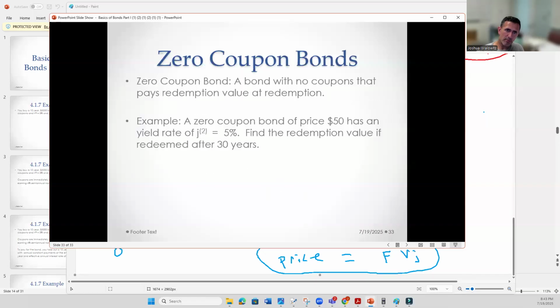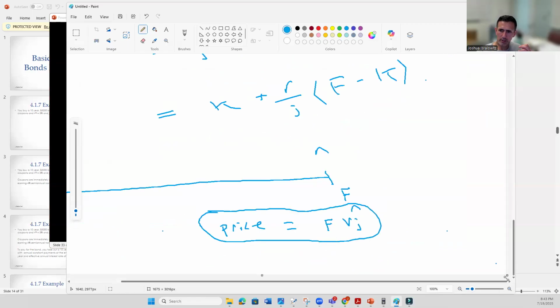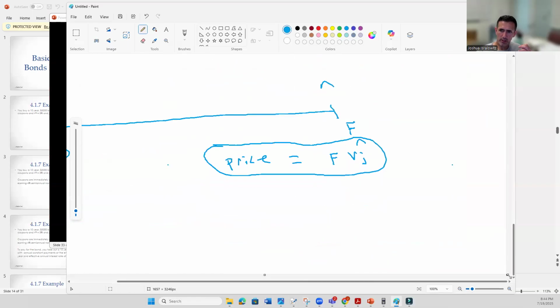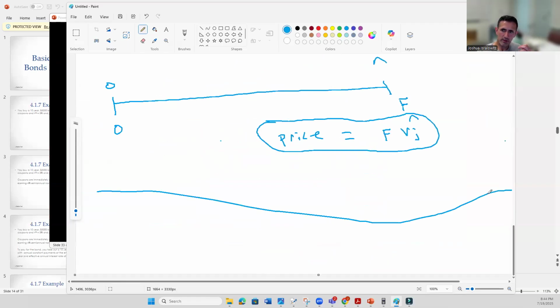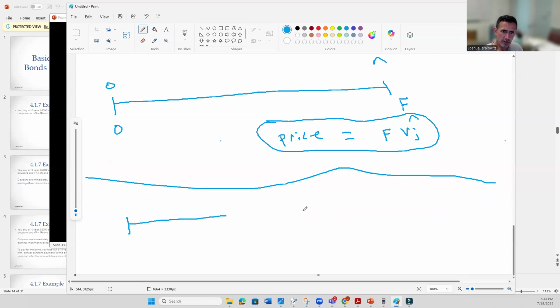Another way of thinking about this is the following. If the price is $50, you have a yield rate of 5%, find the redemption value if redeemed after 30 years. You can do this using just a 6-month rate, or you can convert it to a yearly rate. I'll probably do it as a 6-month rate, but it's the same. It's just a sanity check. This is my redemption.